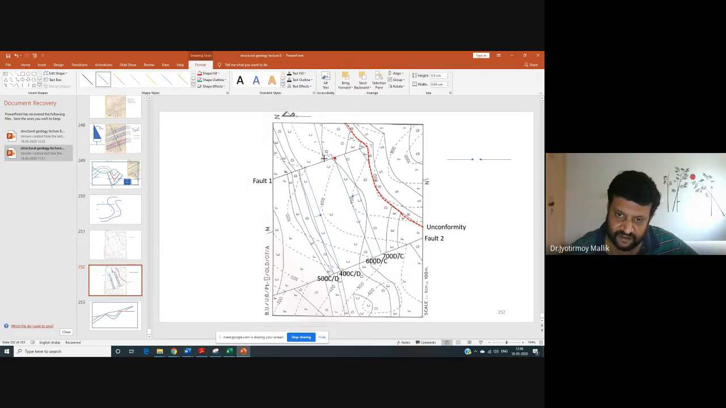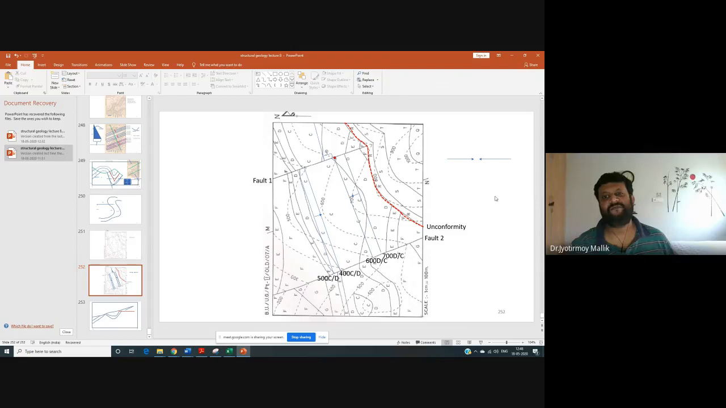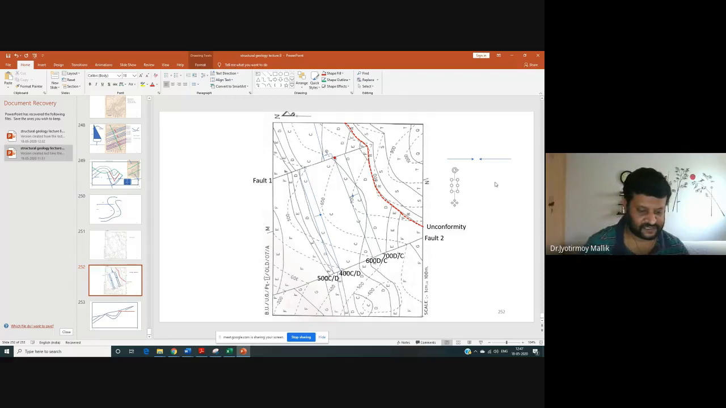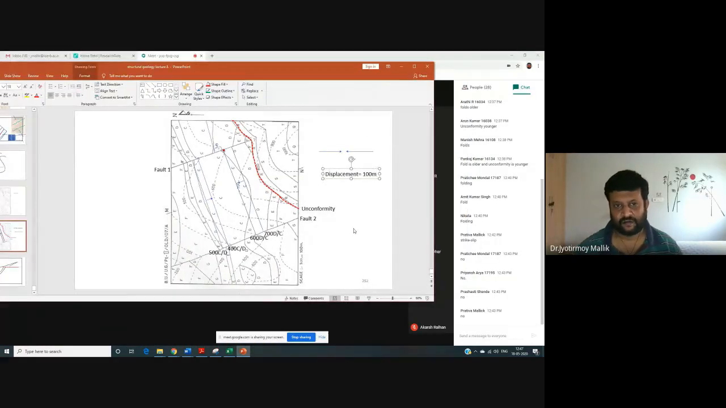So I can simply measure this distance, whatever it is, in centimeters, and then convert that into meters with the map scale. Say this is 1 centimeter. I don't know, maybe you can measure properly. Say this is 1 centimeter. So the displacement is around 100 meters. Is it clear? Just tell me if this is clear or not.